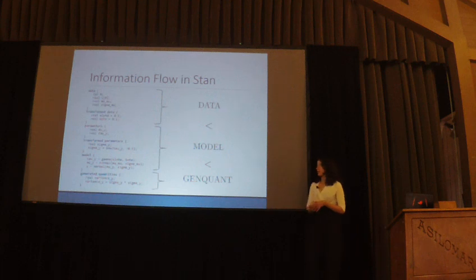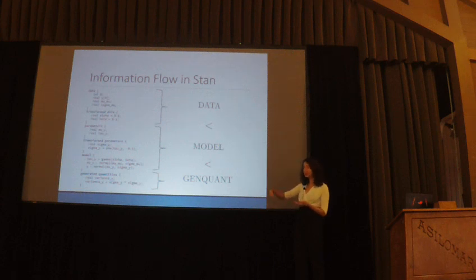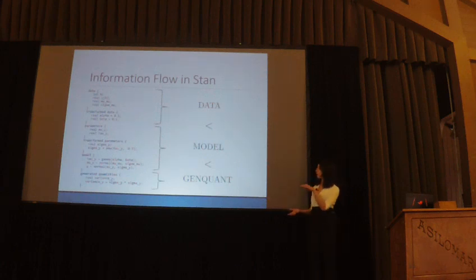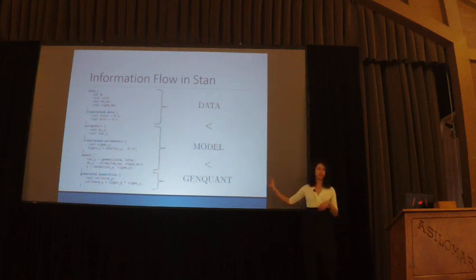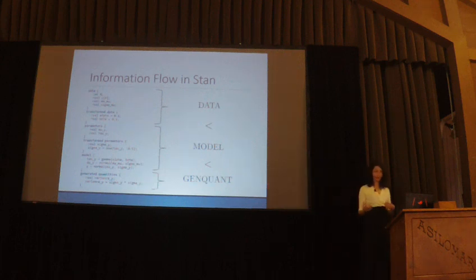Information flow in Stan is slightly different. So going back to the blocks, we can see that the information flows from the data block down to the generated quantities block. And grouping the blocks together, we identify three level types, and those are data, model, and generated quantity, with data and transformed data being level data, parameters, transformed parameters, and model of level model, and generated quantities is the only block of level genquant.